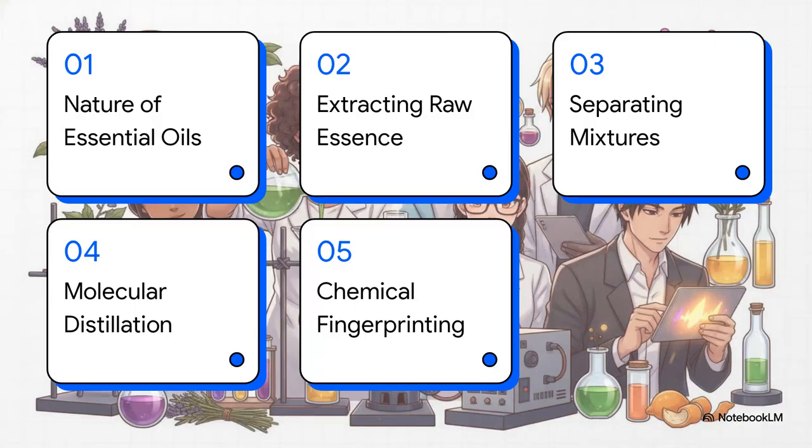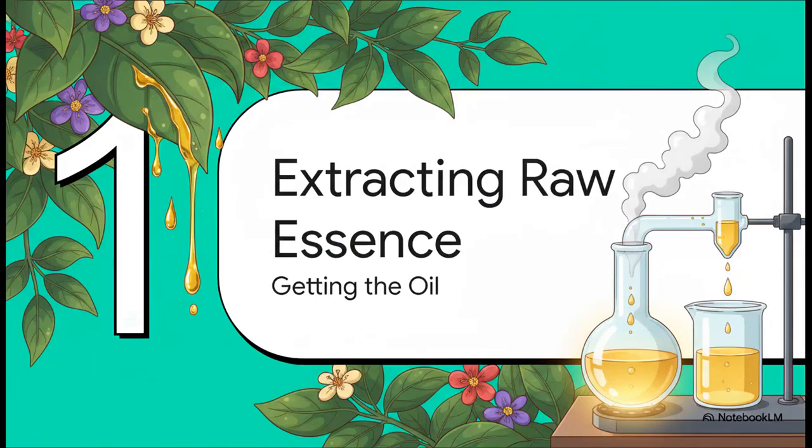Here's our roadmap for this explainer. First, the nature of essential oils, followed by extracting the raw essence, separating complex chemical mixtures, advanced molecular distillation, and finally, mapping the chemical fingerprint. Let's keep moving. Step 1.